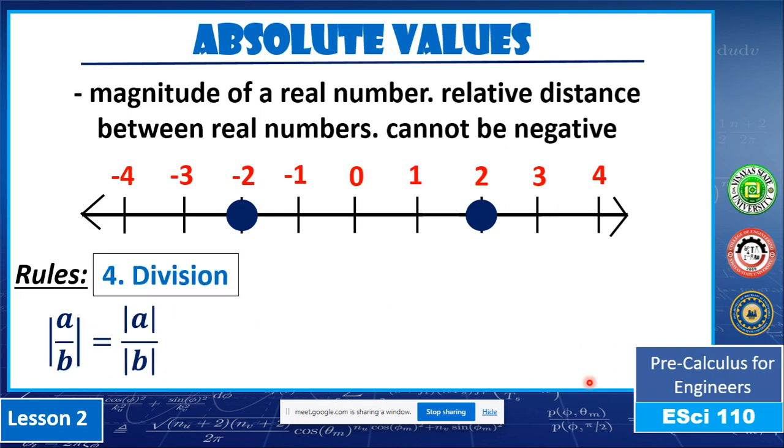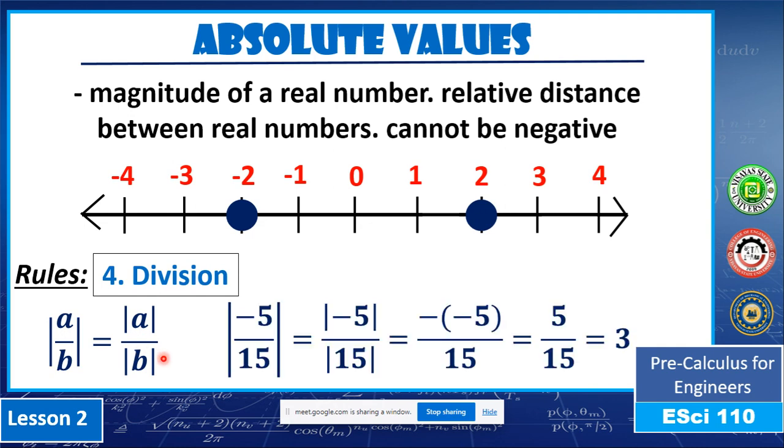We have the final rule, which is the division. For the division, what if we're going to take the absolute value of the quotient of A and B? So, ito na, A and B. This is just the same as the quotient of their absolutes. So, absolute value of A over the absolute value of B. Parang siniseparate lang siya.